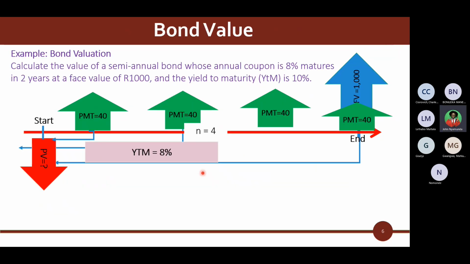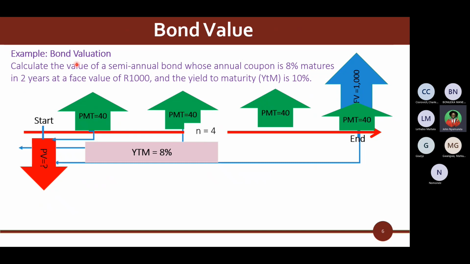I think this is a better example. So we are saying, calculate the value of a semi-annual bond. Semi-annual means it pays coupons half yearly. A semi-annual bond whose annual coupon is 8% matures in 2 years at a face value of 1,000. And the yield to maturity is 10%. So we are told that it's semi-annual 8% and matures in 2 years.